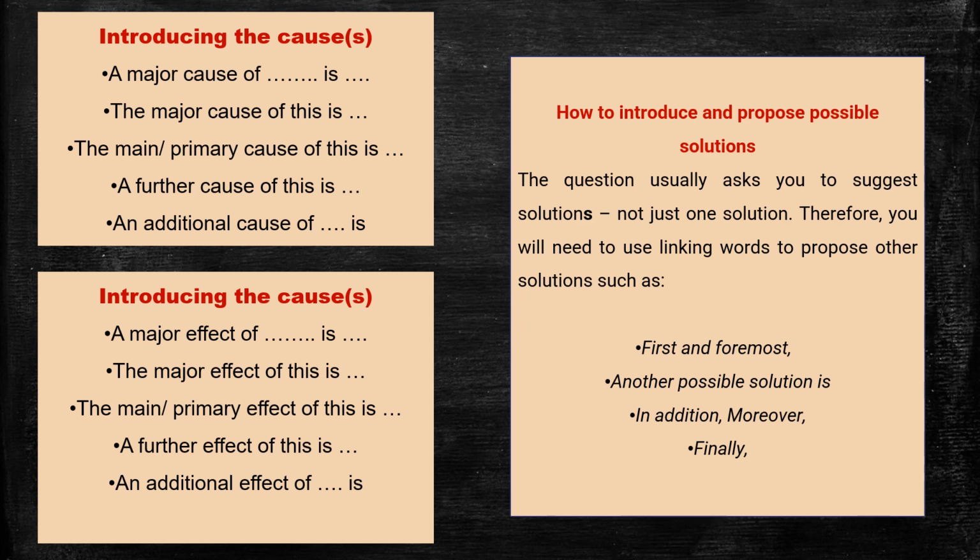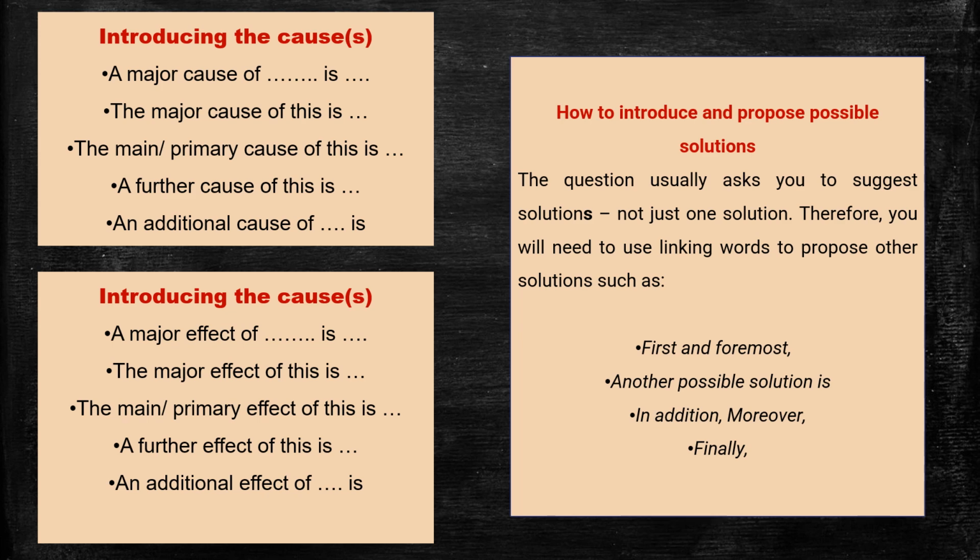Okay. A further cause, an additional cause will be used when you are talking about the other causes. For the first one, you will use a major cause of, the main cause. For the other causes, you will use a further cause, an additional cause, another cause, like that. If the question asks you to write the effects of the problem, then you will use the words a major effect of, a main effect of for the first one. And for the subsequent ones, for the other effects, you will use a further effect, an additional effect, another effect.